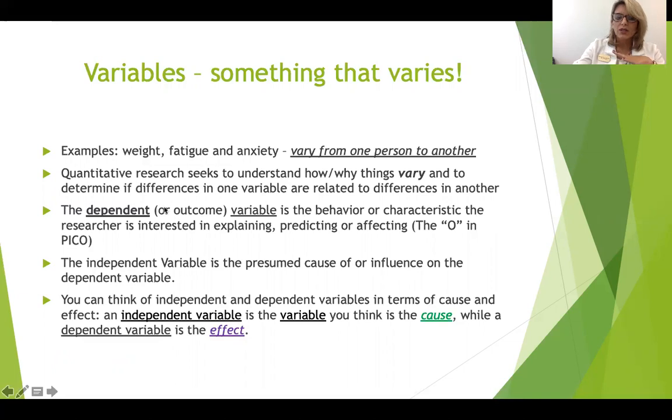Okay, so when you're looking at variables, you want to think that the dependent variable is the outcome, the O in PICO, and the variable is the behavior or characteristic the researcher is interested in explaining, predicting, or affecting. Okay, so the independent variable is presumed the cause of or influence on the dependent variable. You can think of independent and dependent variables in terms of cause and effect, where an independent variable is the variable you think is the cause, while a dependent variable is the effect.